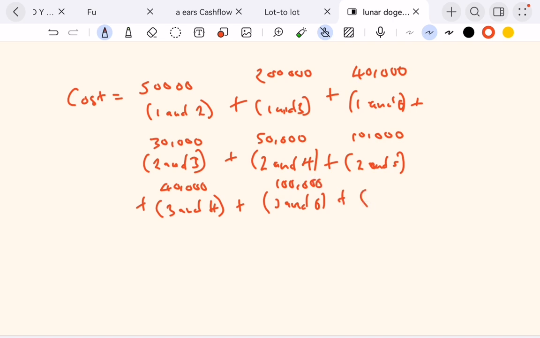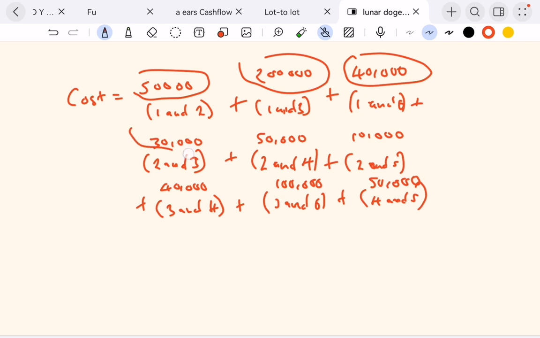Plus, the last one is 4 and 5. What is it giving us? 500 times 100, so that gives us 50,000. You see that? So we add these totals: 5,000 plus 200,000 plus 40,000 plus 30,000 plus 50 plus 10 plus 40.